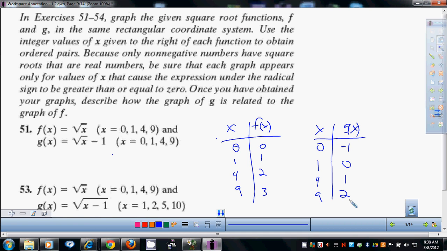Now, critical thinking moment. I'll give you a hint. This one's not going to go down 1. How do you think this one's going to shift? It's not up and down. It's going to go horizontal 1 unit. But you'll see that when you graph it. You're going to do the same thing: plug these values into this one, these values into this one, and graph.